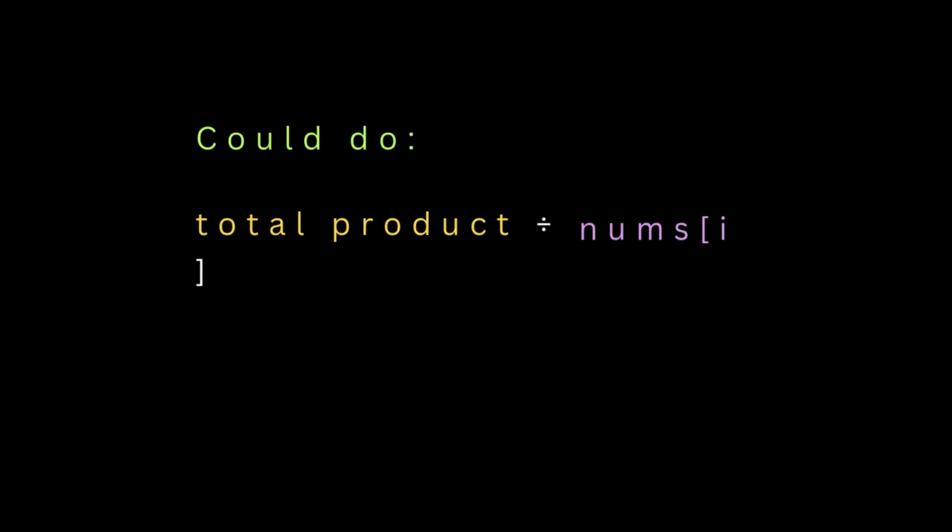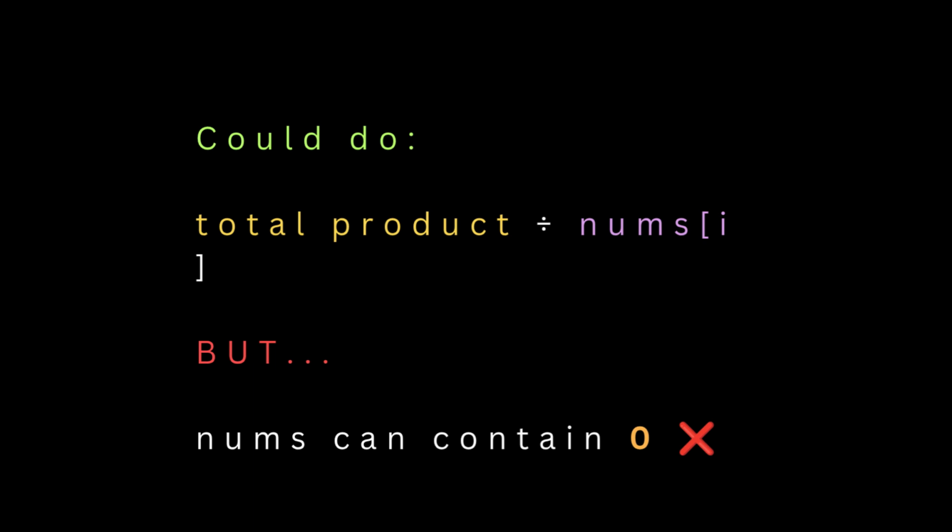You might be wondering, why not simply multiply the entire array and divide by the current element? Apart from the fact that the problem specifically asks us not to use division, 0 makes that approach problematic. Our left and right product approach works without division.